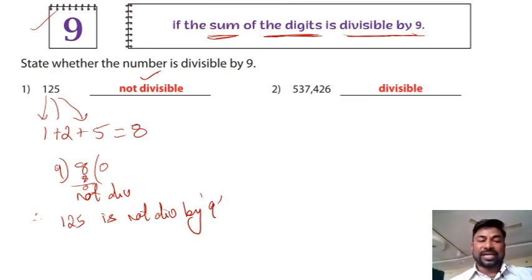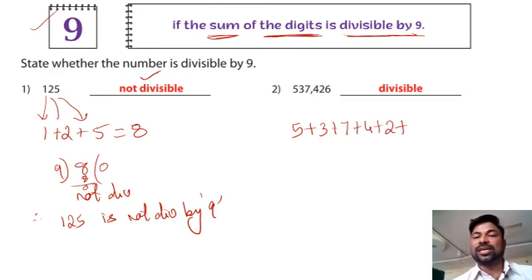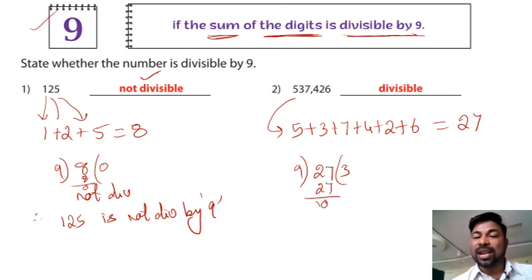Now let us go for the second example there. So 5 plus, we are taking all the digits. 5 plus 3 plus 7 plus 4 plus 2 plus 6. So what's the total we are getting? If you check it out, it's 27. What did we do? We summed all the digits there. Now, is 27 divisible by 9? Yes, everyone knows that it is divisible by 9.